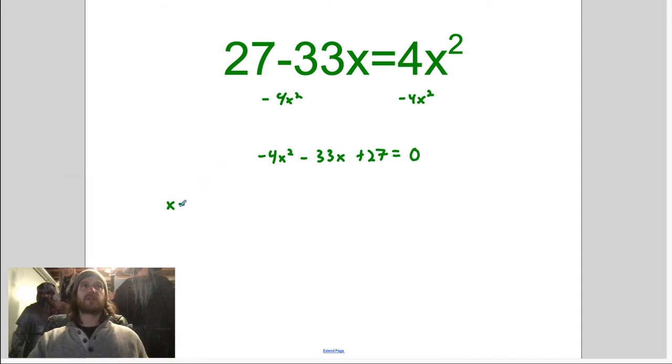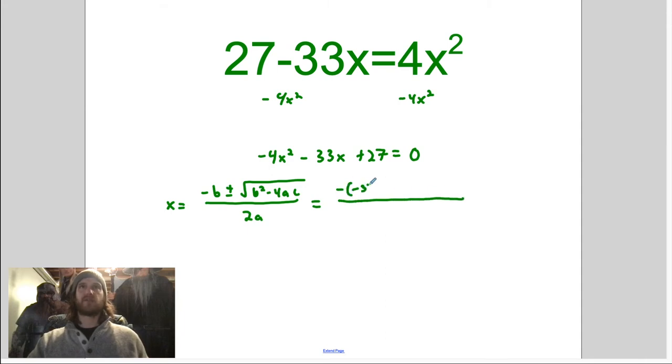X equals -b plus or minus the square root of b squared minus 4ac all over 2a. And then we plug in, which is equal to the opposite of -33. That's okay. Plus or minus the square root of -33 squared minus 4 times a, which is -4, and c, which is positive 27.